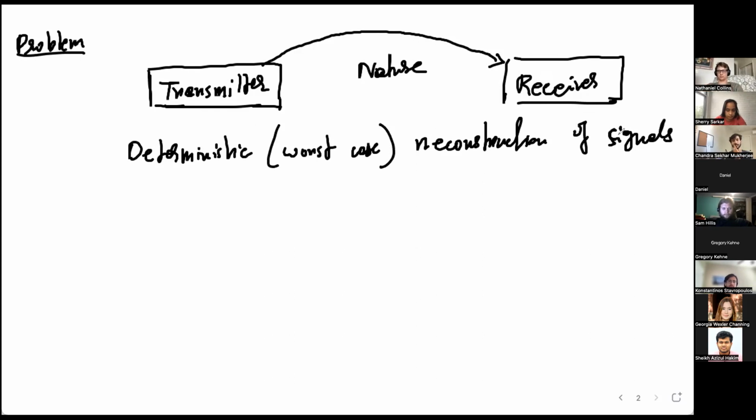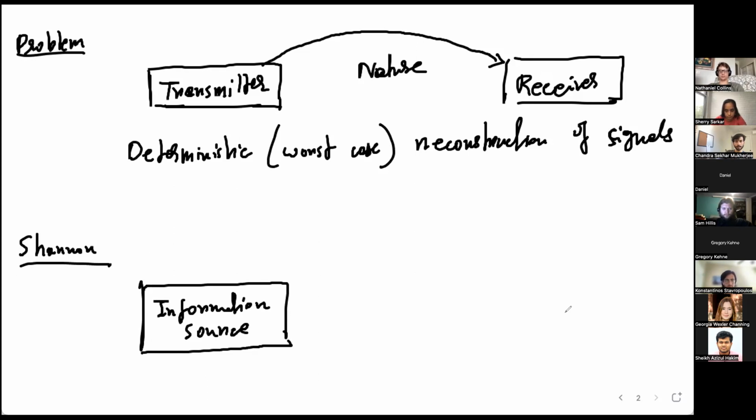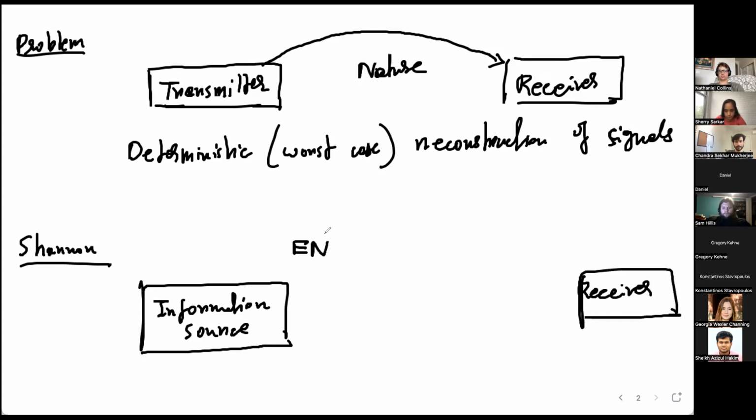Because of this deterministic reconstruction, signals could be different based on the kind of data being transmitted, and there could be different kinds of noise present in nature, and thus the problem was really complex. Against this background, Shannon came up with a very simple model as follows. You have an information source and a receiver, and there is an encoder and a decoder.